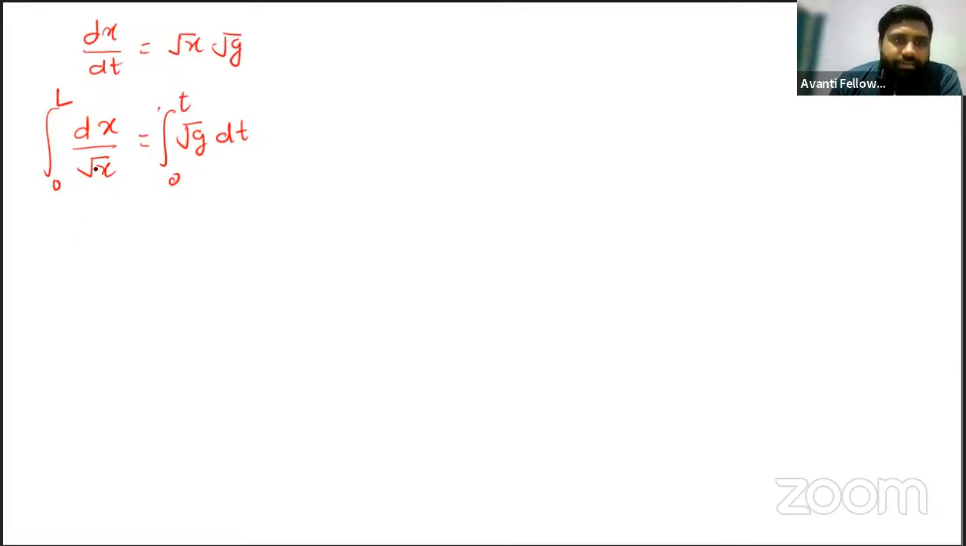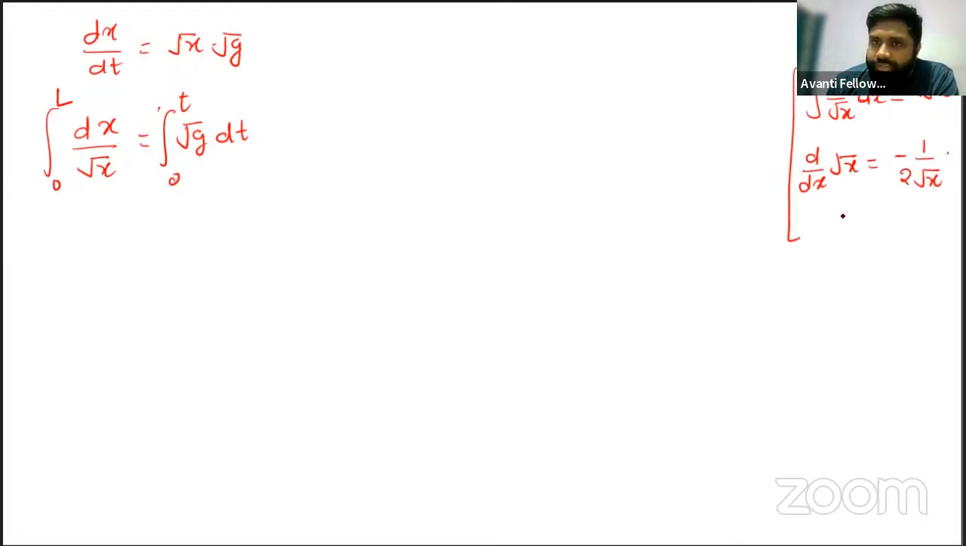Now if you integrate it, you must remember the direct formula for integration of root x and differentiation of root x also. So the integration of 1 upon root x is nothing but 2 root x. But the differentiation of root x is given by 1 upon 2 root x. Got it? And the differentiation of 1 upon root x is given by minus 1 by 2 x raised to the power minus 3 by 2.